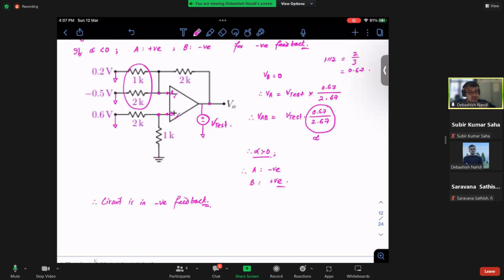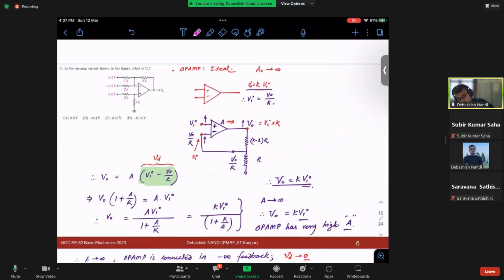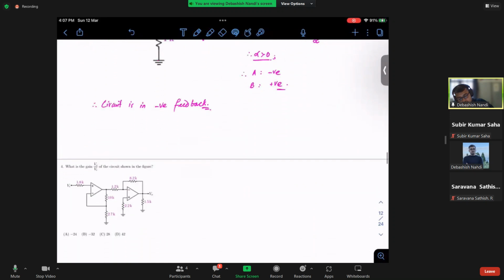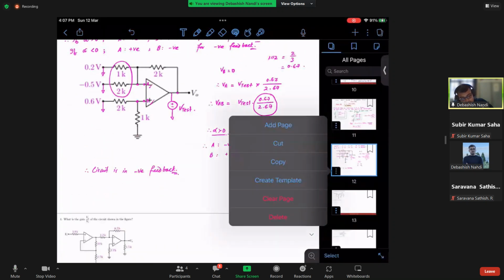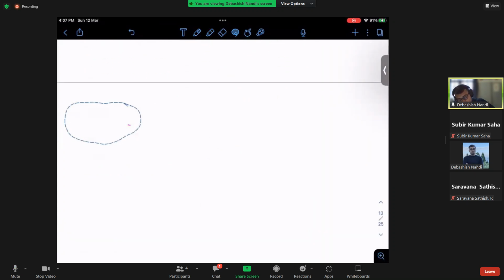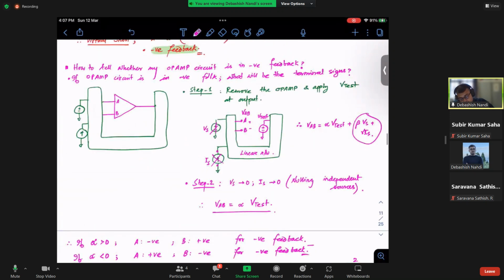So I see that my circuit is in negative feedback and also my op-amp is ideal. I assume that my op-amp is ideal because no gain is mentioned in the question. So now what do I need to find out? I need to find out what is my V out, right? So let me copy this circuit again. And what is the consequence of having negative feedback and an ideal op-amp is that my input terminals are virtual short, right?